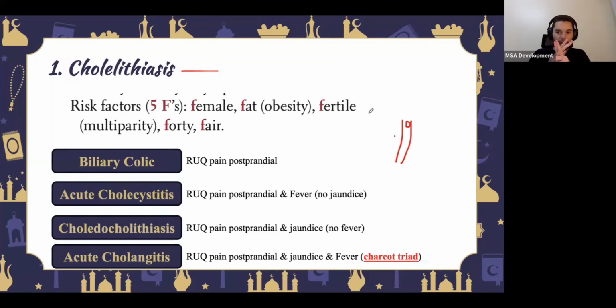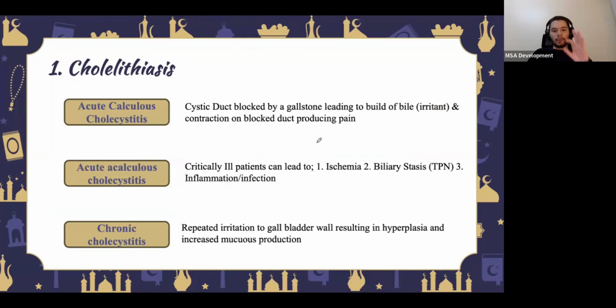For acute cholangitis, it's when you have all three: right upper quadrant pain, fever, and jaundice. And this typically is referred to as Charcot's triad. Right? Now, for cholecystitis, you have three types of cholecystitis.